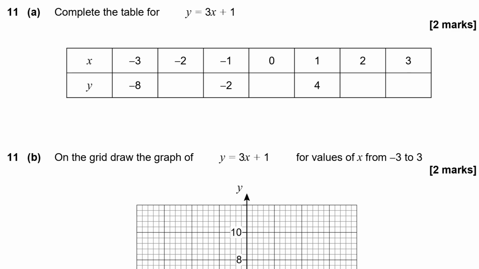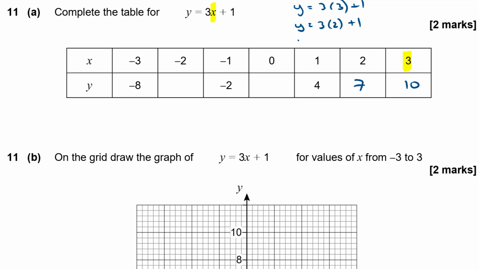So what you need to do is take each one of these values of x, sub it into the equation where you see x, and work out what the corresponding value of y is. So for instance, when x is 3, then y is going to be 3 lots of 3 plus 1. 3 3s are 9 plus 1 is 10. Okay, and then when x is 2, y is equal to 3 lots of 2 plus 1. 3 2s are 6 plus 1 is 7.